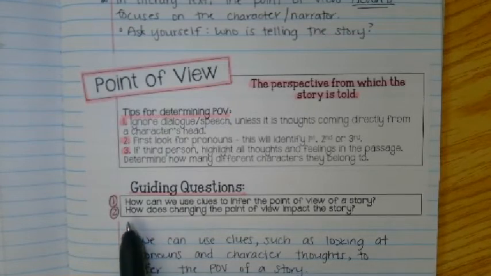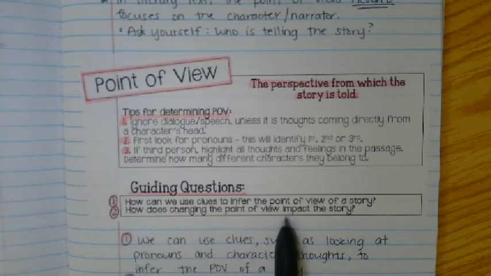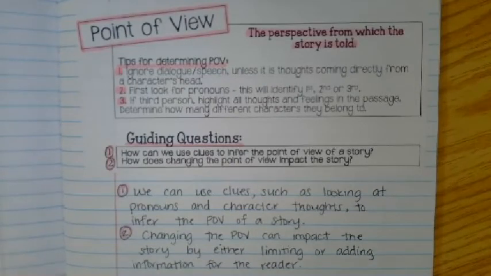The second question asked, how does changing the point of view impact the story? Well, if you change the point of view, it can impact the story by either limiting or adding information for the reader. If I change it from first person to third person, I'm now going to be probably adding some more characters and what they think or feel, and I won't be limited to just the one character, which would be first person, which would be the narrator.